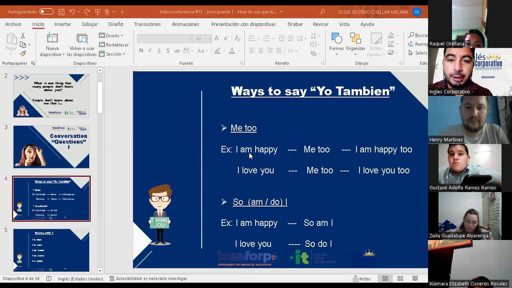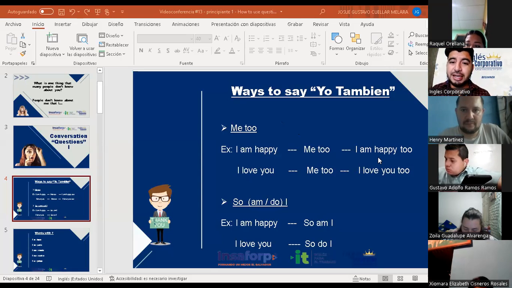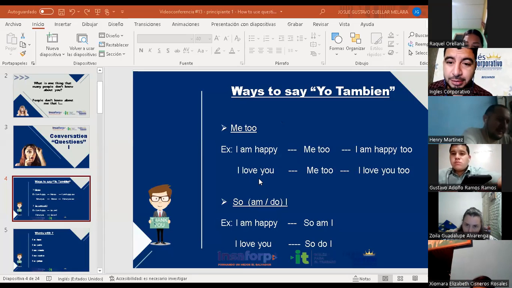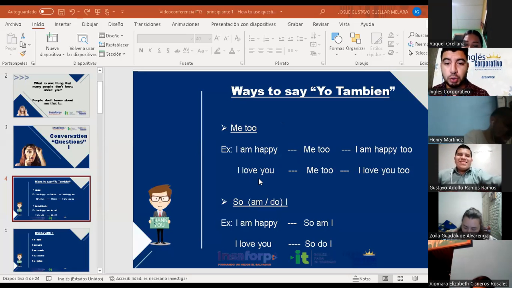Por ejemplo, I am happy, me too. O pueden decir, I am happy too. O sea, decir la misma oración que acabamos de escuchar, the same sentence, y agregarle la palabra too, que significa también. Cuando les dicen I love you, pueden decir me too. O pueden decir, I love you too. Ok. Here we have these two forms. Tenemos estas dos maneras. Ok.